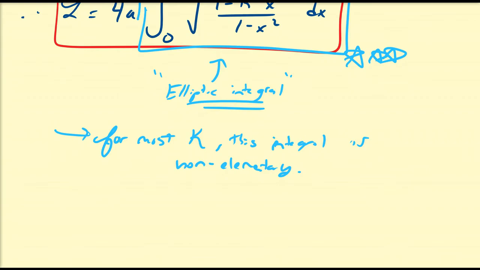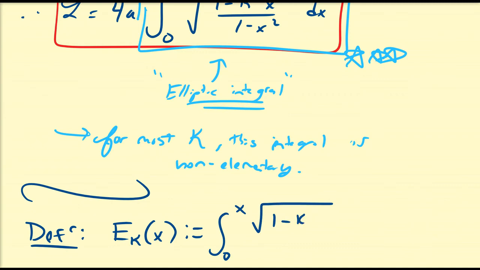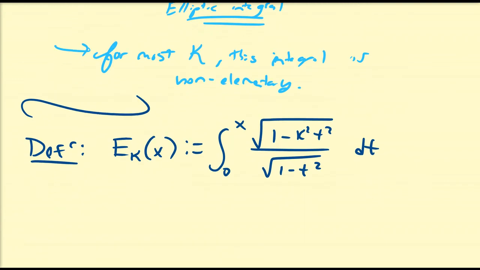So, therefore, we're going to define a function. So, definition: we're going to define the function E(k, x). We're going to define this to be equal to the integral from 0 to x of the square root of (1 minus k squared t squared) all over the square root of (1 minus t squared) dt, right? So this is what we refer to as an elliptic integral.